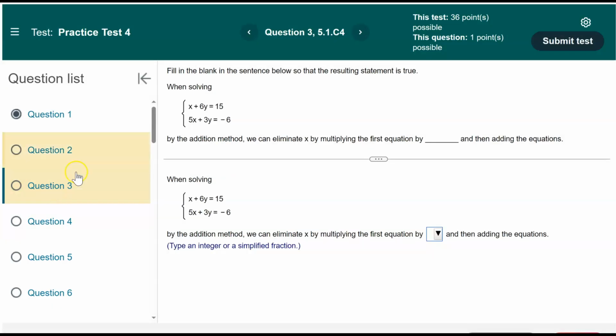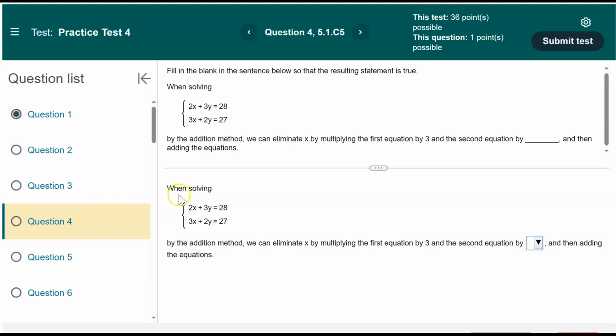Question number 3. Fill in the blanks in the system below so that the resulting statement is true. When solving this system of linear equations by addition method, you can eliminate x by multiplying the first equation. So you want to eliminate the x. How would you eliminate it? You would multiply this by the opposite of the number here, because you want the coefficients to be numerically equal but opposite in sign, because you're going to add them and you want the sum to be 0. So you multiply this by -5.